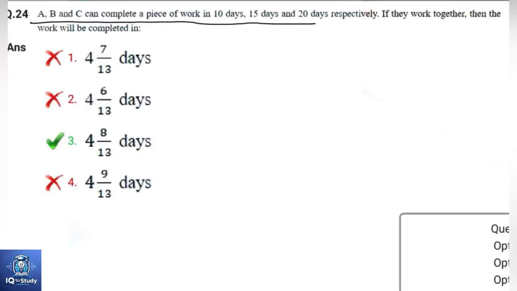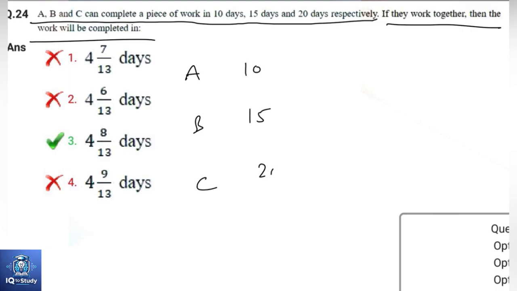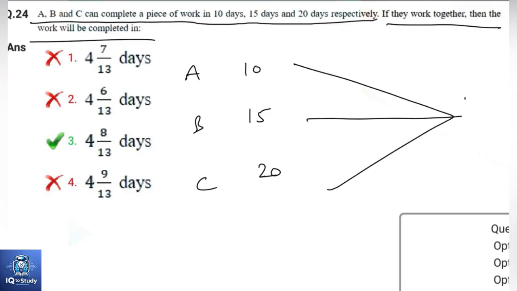A, B, C can complete a piece of work in 10 days, 15 days and 20 days respectively. If they work together, then the work will be completed in. According to the question, A, B, C can complete in 10, 15 and 20 days. Let's take LCM for total work. We know that the LCM of 10, 15 and 20 is 60. To calculate efficiency, we divide 60 by 10, which becomes 6, and 60 divided by 15, which is 4, and 60 divided by 20, which is 3.